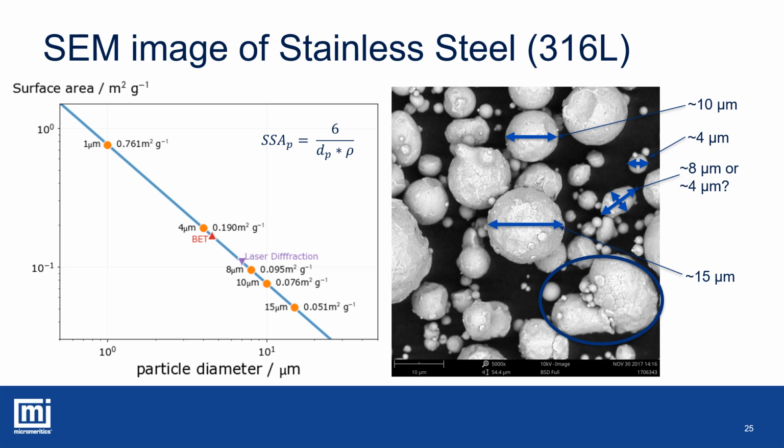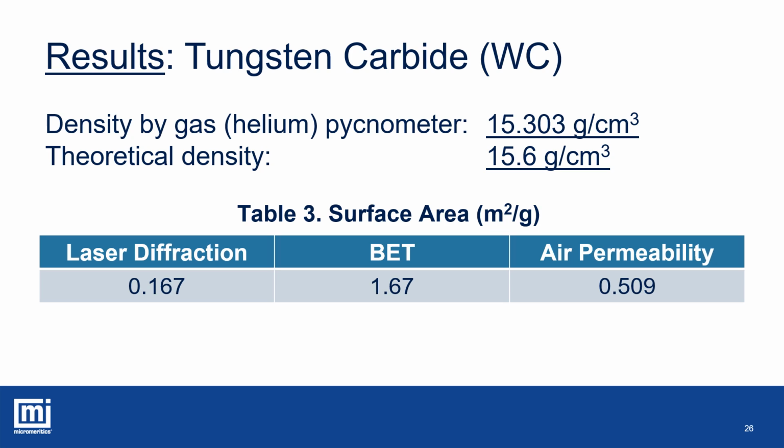Here are the results for the tungsten carbide sample. Again, we used a helium pycnometer to calculate the density. We used the particle size result to calculate the surface area from laser diffraction. And when we compared the 3 techniques, we can see they start to deviate from each other. In fact, BET surface area is 10 times larger than the laser diffraction result, and air permeability is somewhere in between.